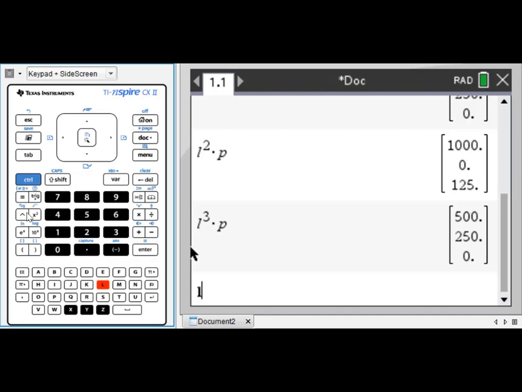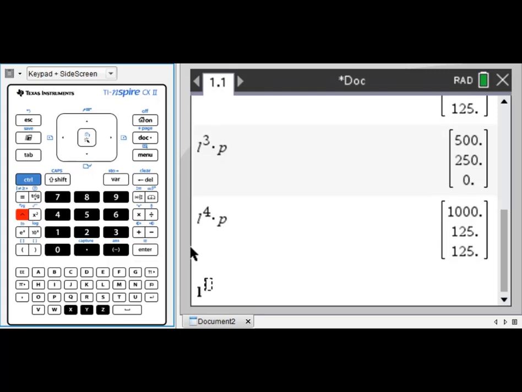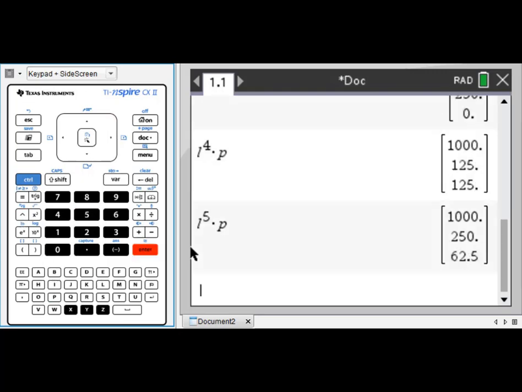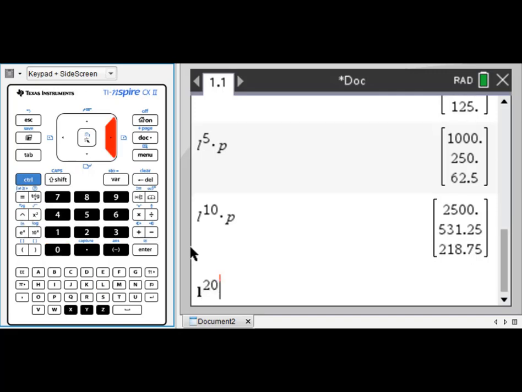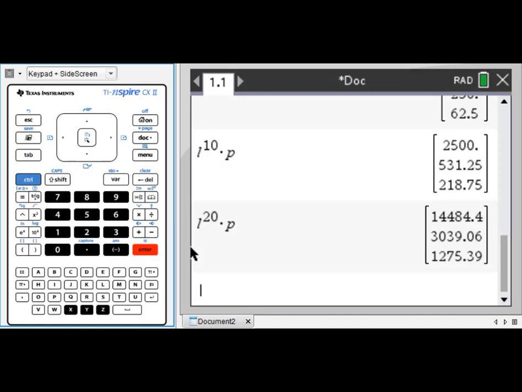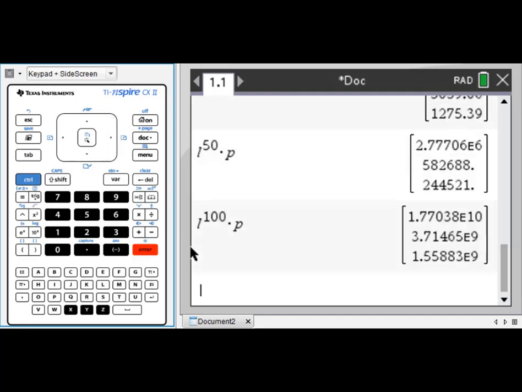L to the power of 4 times P. Now we're starting to get numbers in each one. So L to the 5 times P. They're increasing. Let's go big. Let's go L to the 10 times P. L to the 20 times P. And you can see now all the numbers are increasing. If I went L to the power of 50 times P, again, they're increasing without bound. L to the power of 100 times P, and now we've gotten huge.